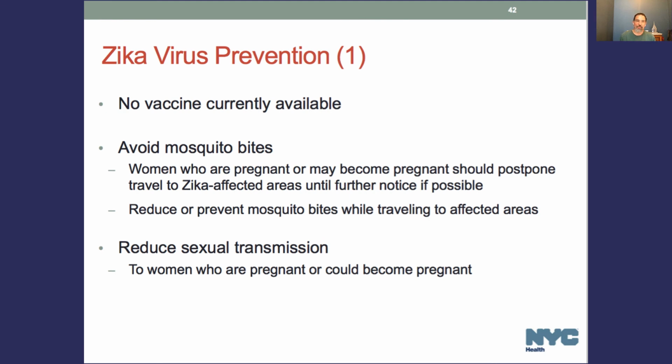In terms of prevention, there's no vaccine currently available, so the best thing to do is to avoid mosquito bites as much as possible. And women who are pregnant or who may become pregnant should postpone travel to any areas that are affected by Zika. And if and when you do need to travel, you should take extra precautions to reduce or prevent mosquito bites. And to reduce sexual transmission of Zika, there should be preventive measures in place to prevent transmission to women who are pregnant or could become pregnant.